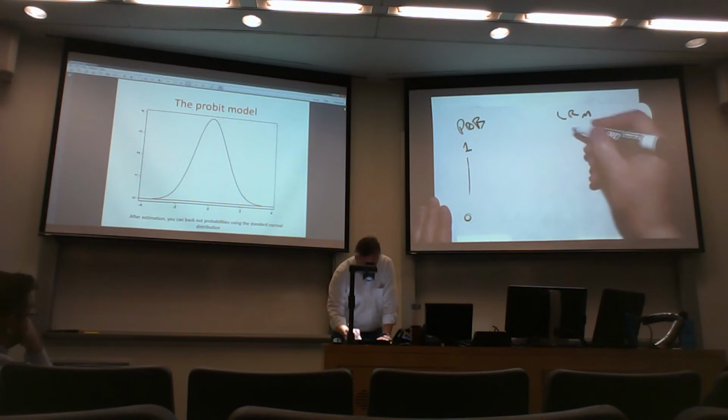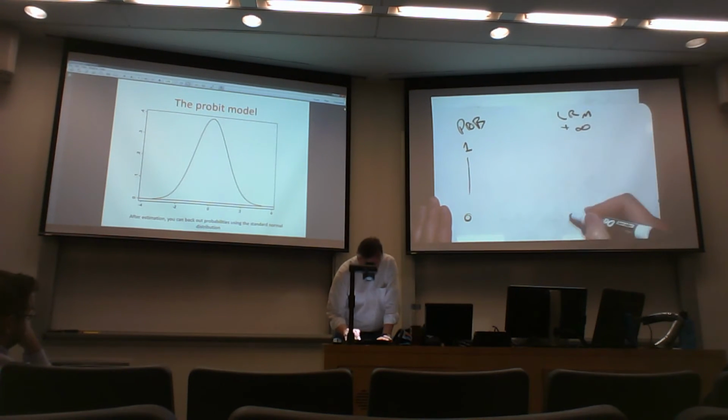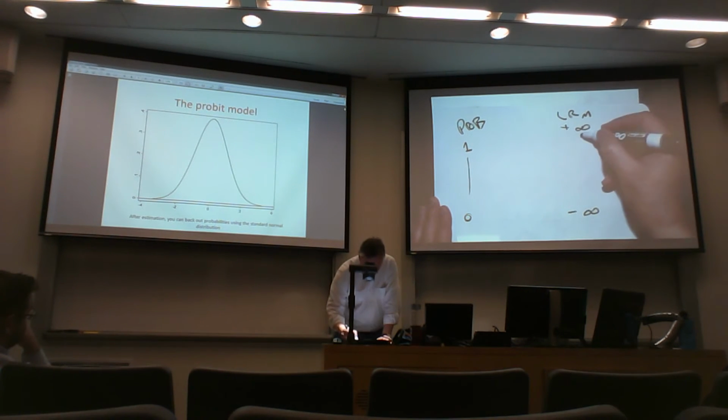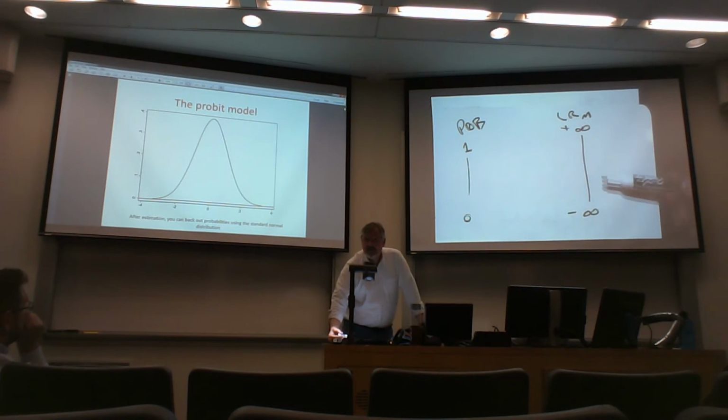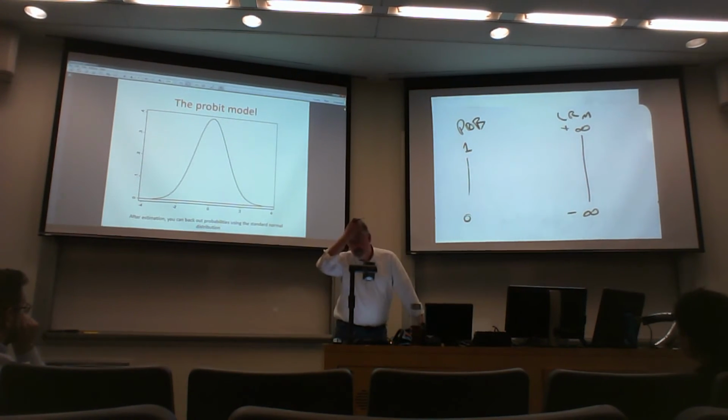The linear regression model, and so far this is the problem, because your regression may predict, for example, a negative number, like a probability of negative 0.2, or a probability that's greater than 1. Well, you can't have negative probabilities or probabilities greater than 1.